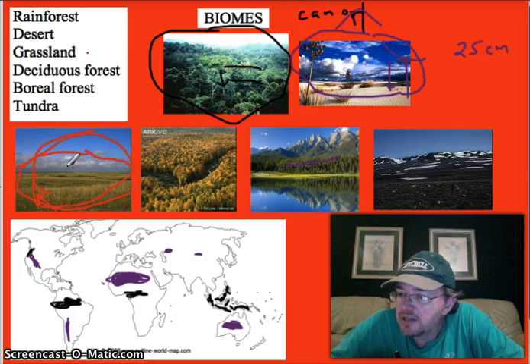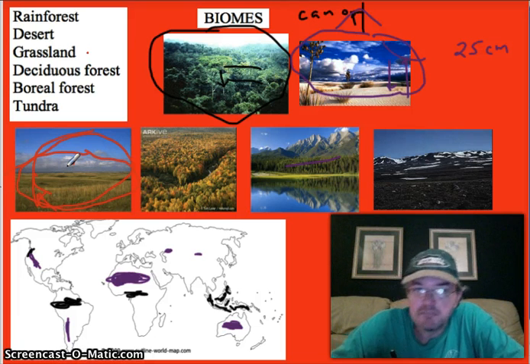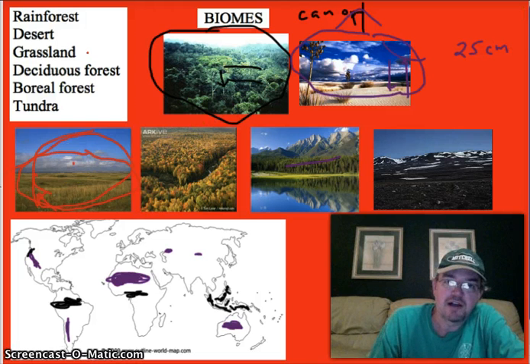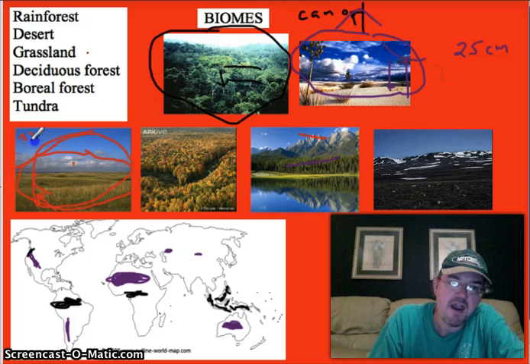These are typically in the middle latitudes, and most of them get about 25 to 75 centimeters of rain per year. Wow, I'm using the wrong color there, so I'll put 25 to 75.